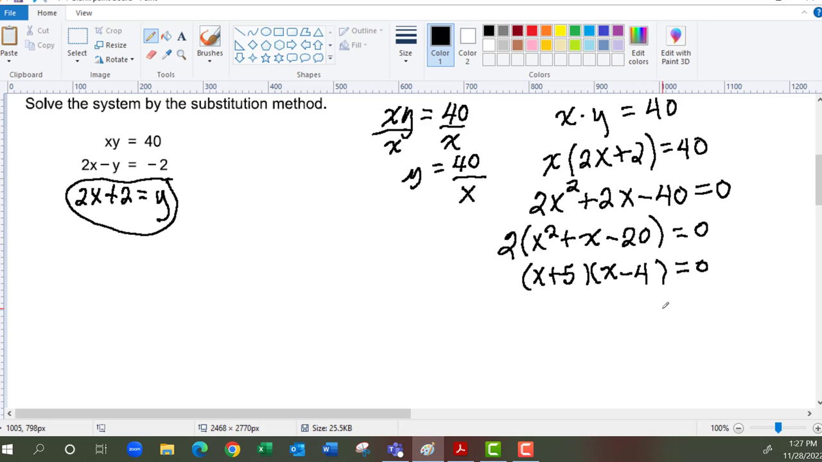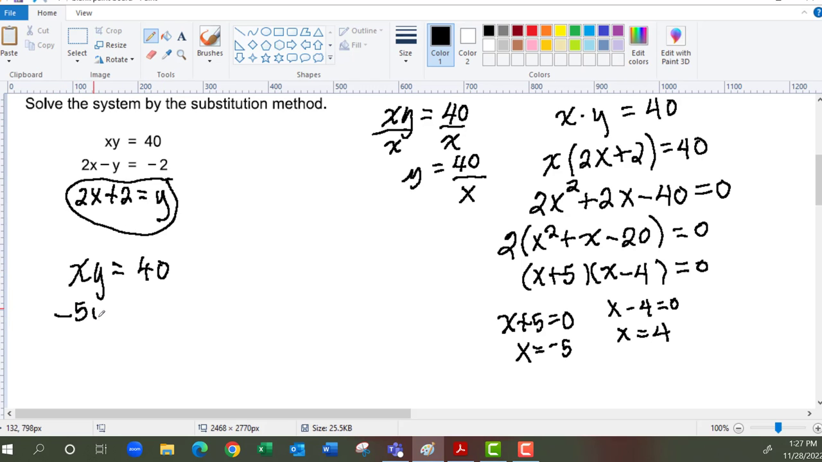So here are two possible values for x. x plus 5 equals 0 if x is negative 5, and x minus 4 is 0 if x is 4. Now we must go back to either original and find the y's that go with these x's. So this first one is easiest for that. If x times y is equal to 40 and x is negative 5, negative 5 times y is equal to 40, so y is negative 8. So the first one is (negative 5, negative 8).